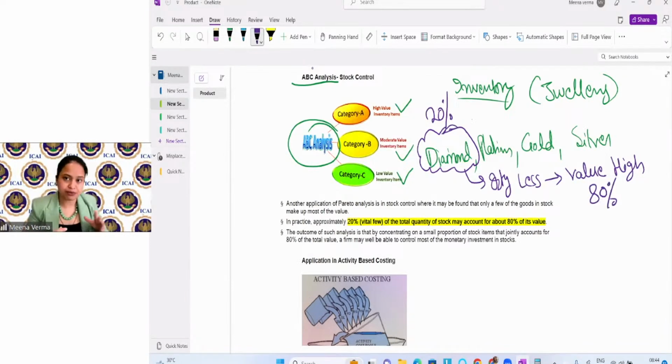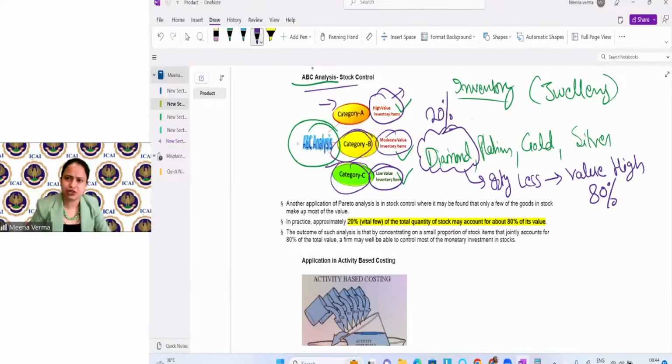It is possible, right? Diamonds are very expensive. So we can say 20% of the inventory can have 80% of the value, right? So in this way, in case of inventory also, we created such categories. High value inventory, like you can consider diamond here. Moderate value inventory, you can consider gold here. Low value inventory, you can consider silver here.